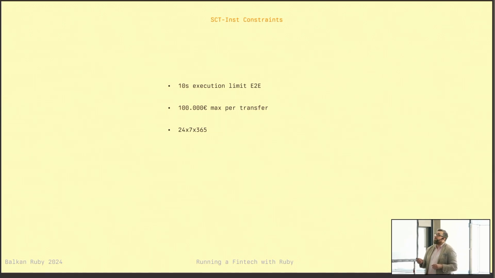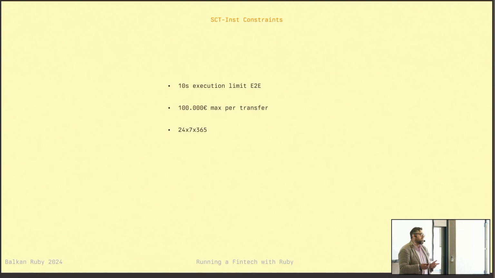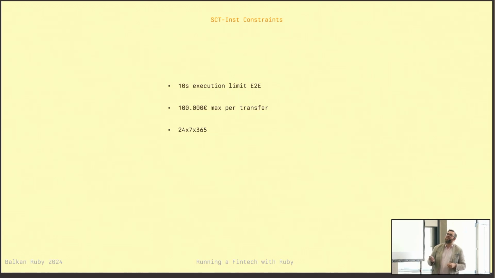Another constraint is 100,000 euros max per transfer. That has been raised from 25,000 in the beginning in 2017. So it's going to be increasingly higher, but that is the current limit. And 24/7 during the whole year. And you will say, well, for people working on the web, that is normal. That is the standard. For the banks, it's not. They have never worked like this. This is completely new for them.